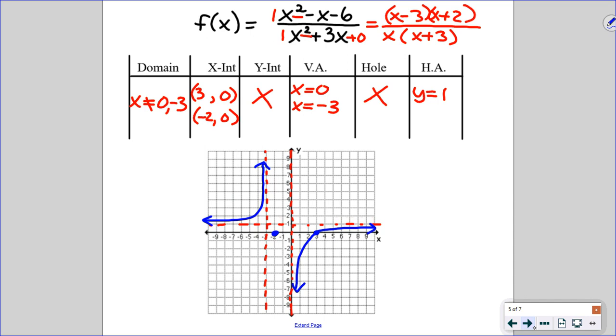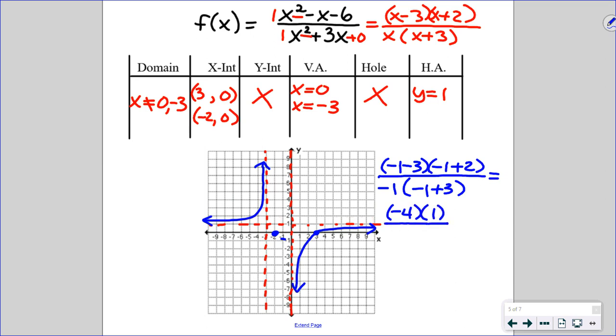So why don't we plug in -1, and we'll see what happens. But just plotting that additional point, I think we'll be able to tell what it's going to look like. And I'm just plugging into factored form. You could also plug into non-factored form. Totally up to you.